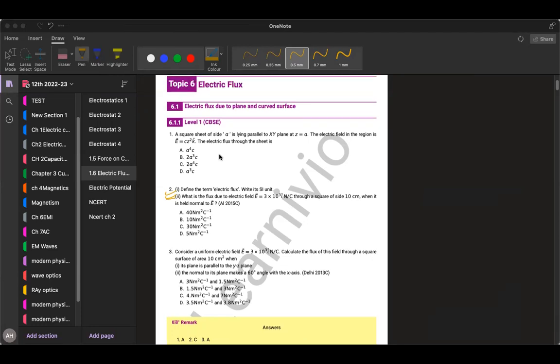This question number 2. So the electric field is given, the shape is given, the square side is given. Just calculate the electric flux.